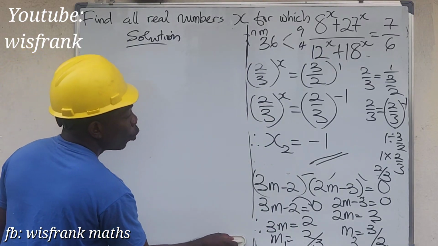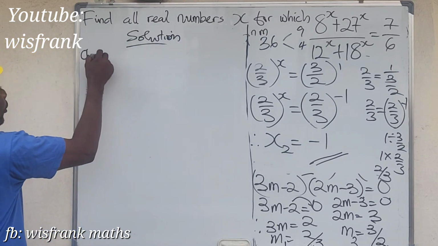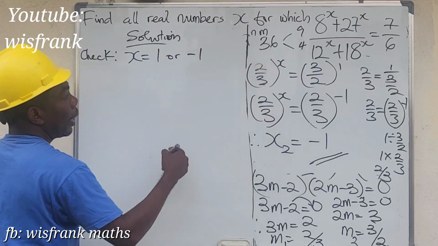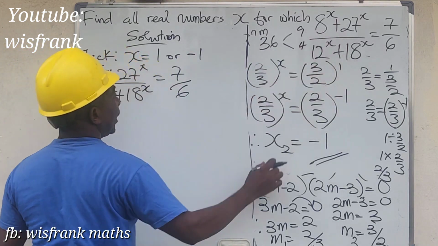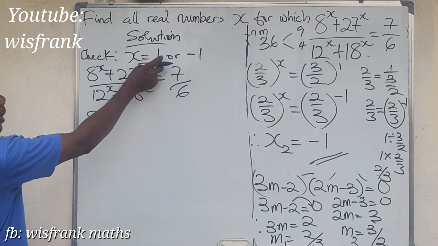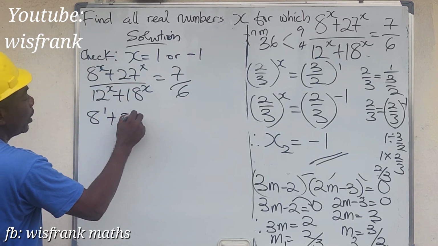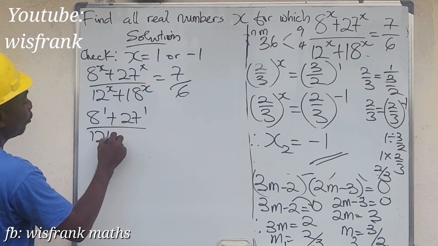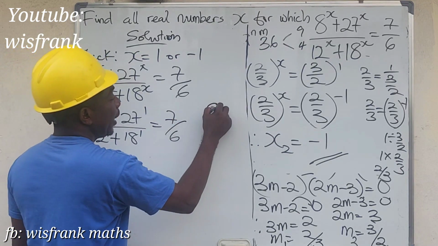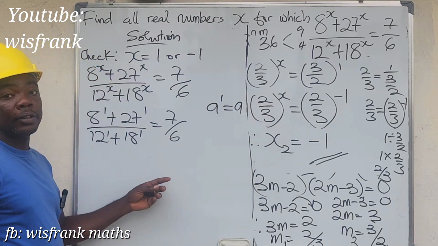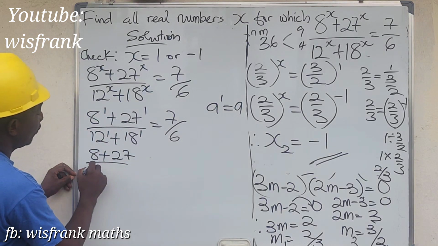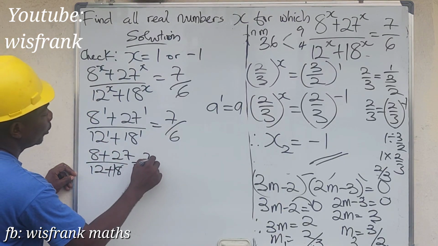Here we can clean this. So let us do a little check. As we said, x equals 1 or minus 1. From our equation, for x equals 1: (8^1 + 27^1)/(12^1 + 18^1) = 7/6. You know that anything a to the power of 1 equals a. Anything raised to the power of 1 equals that same thing. So we have (8 + 27)/(12 + 18) = 7/6.